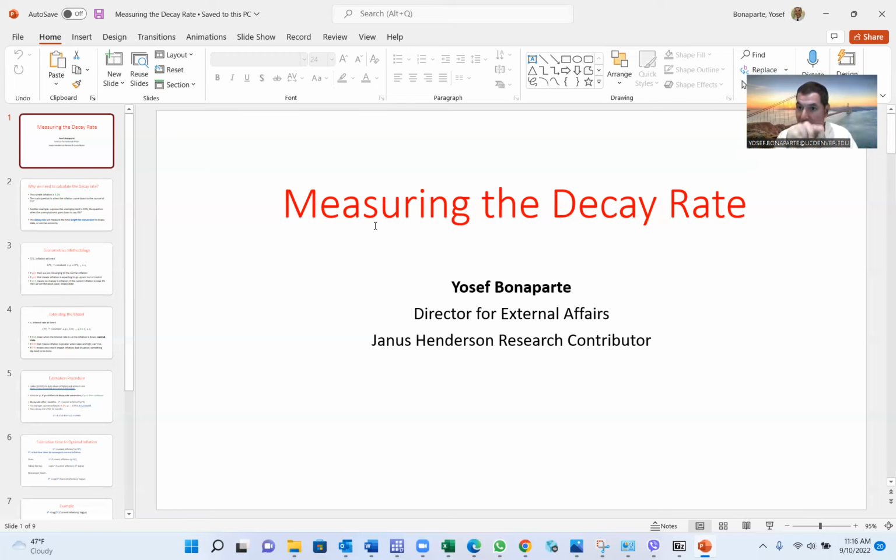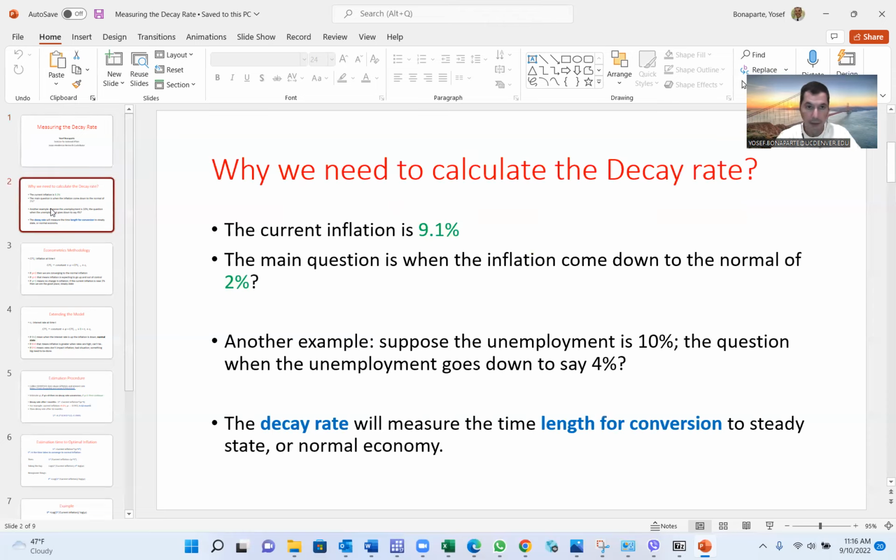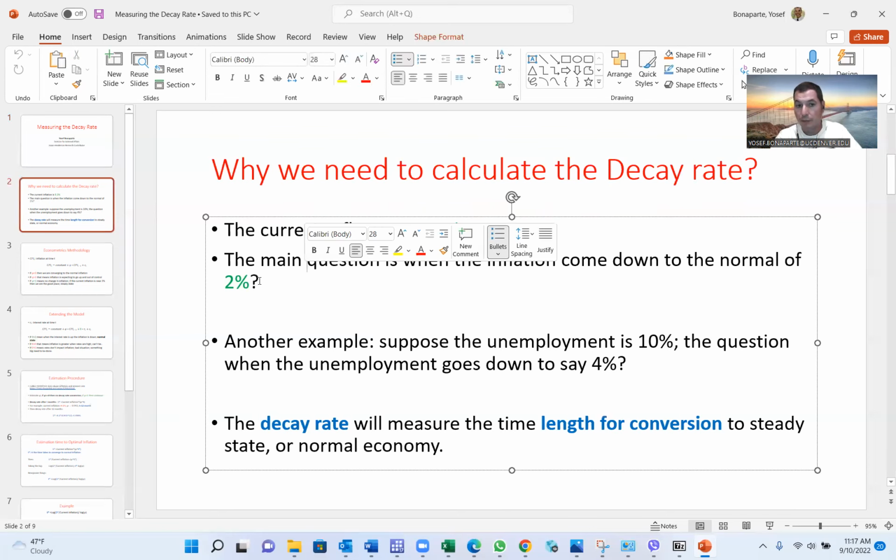What I'm going to teach you is exactly what the Federal Reserve does. Maybe we are better than them, and I'll explain that later. Why do we need to calculate the decay rate? The current inflation is 9.1. The normal inflation is 2%. So the question is, when are we going to go back to normal inflation?